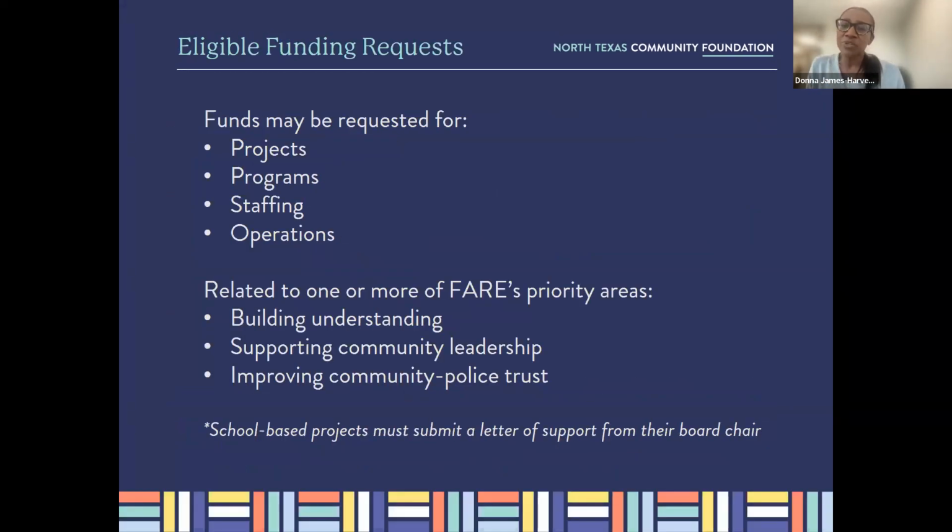Also, eligible funding requests may be made for projects, programs, staffing, and operations. And they must also be related to one or more of our priority areas, which include building understanding, supporting community leadership, and improving community and police trust. This year, we are asking that any organization that might be affiliated with a school or education also receives a letter of support from their board chair.